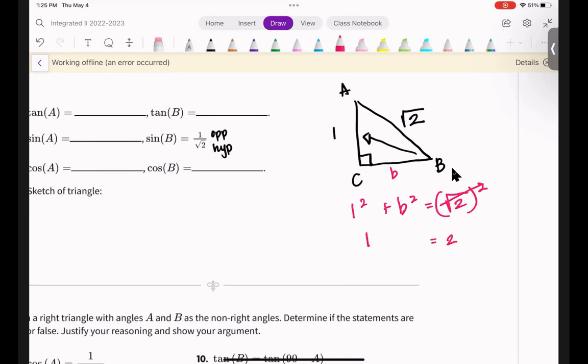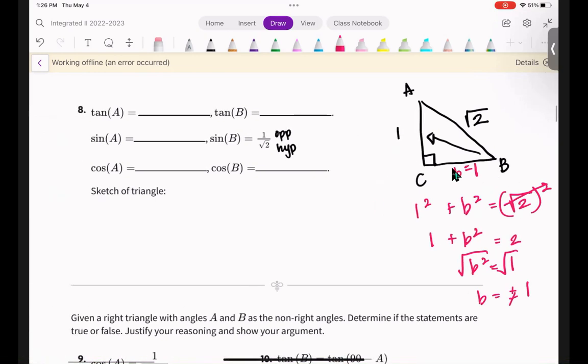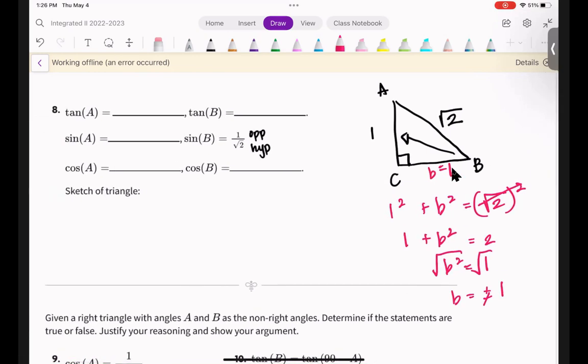This is 1 plus b squared, right? Exactly. So b squared equals 1. So therefore b is equal to plus or minus 1. But again, we take out the -1 because it's a side of a triangle. So this is b equals 1. Is everybody okay with that? Yeah, right? I know, you guys were like, oh, I don't like the square roots. But look, they got rid of them.